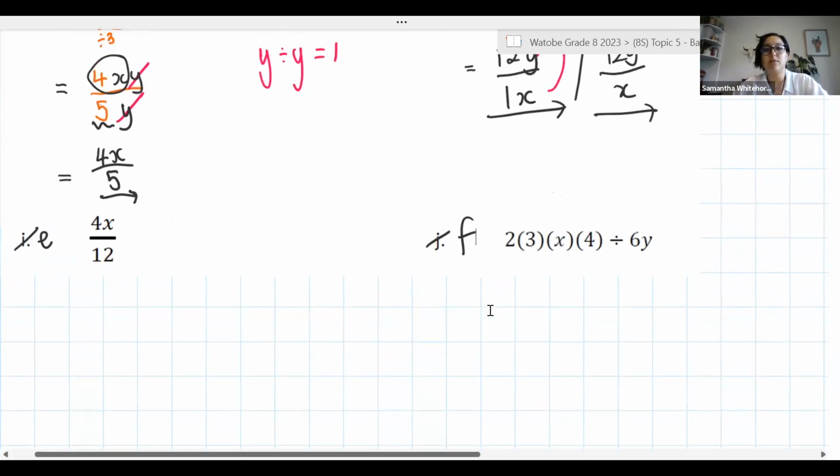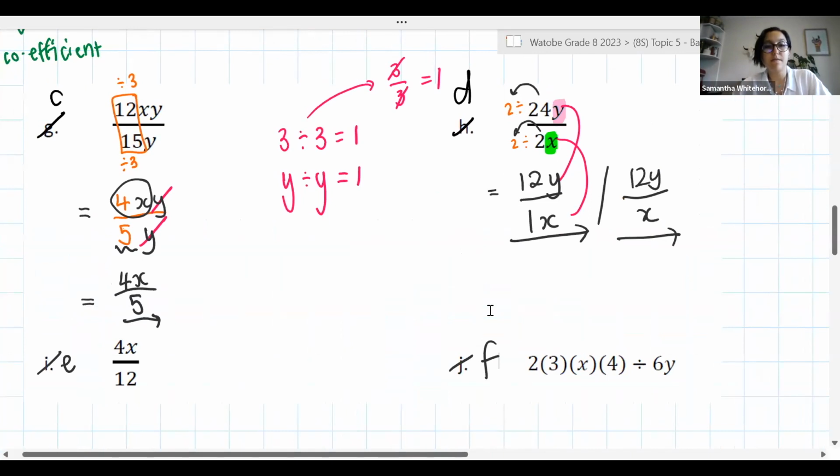If someone asked me to go back to C and D, so there they are. You can still see E and F. Remember your variables, guys. They don't just disappear unless you cancel them like what we did in C.